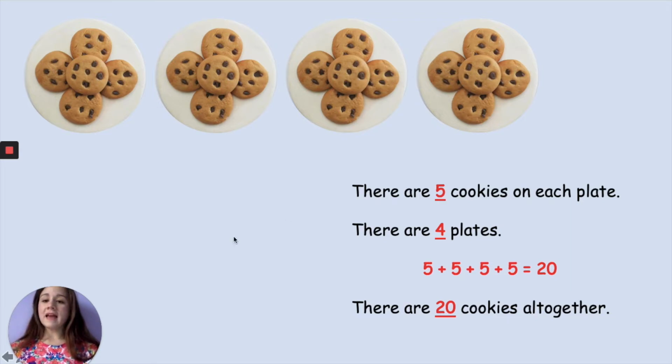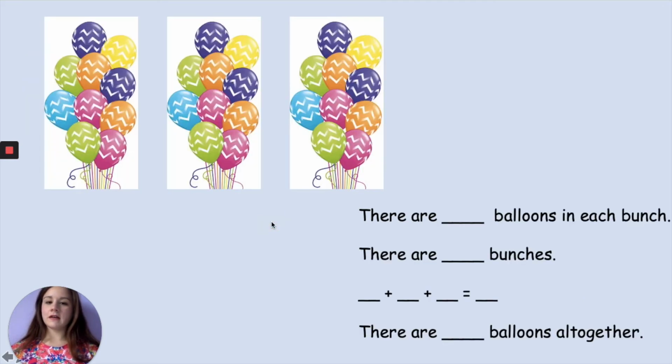There are 4 plates. 1, 2, 3, 4. Then your addition sentence will be 5 add 5 add 5 add 5. So we're adding 5 together 4 times. Well, I'm not going to say 1, 2, 3, 4, 5, 6, 7, 8, 9, 10. In year 1 we can count in 5s. 5, 10, 15, 20. The answer is 20. There are 20 cookies altogether. Well done if you got that correct.